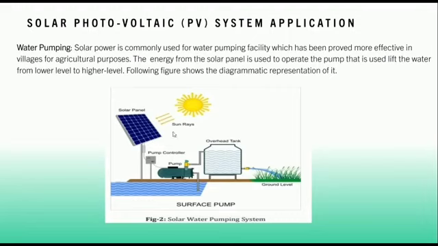Here we can see there is a solar panel where the sun rays are received, and the energy is moved to the pump controller, which controls all this, and it moves to the overhead tank, the surface pump, and the water comes out at ground level. Solar water pumping system.